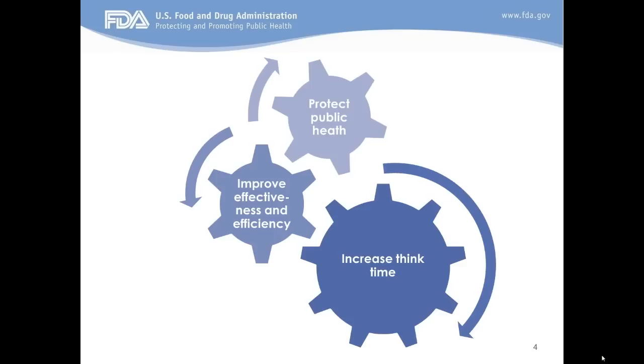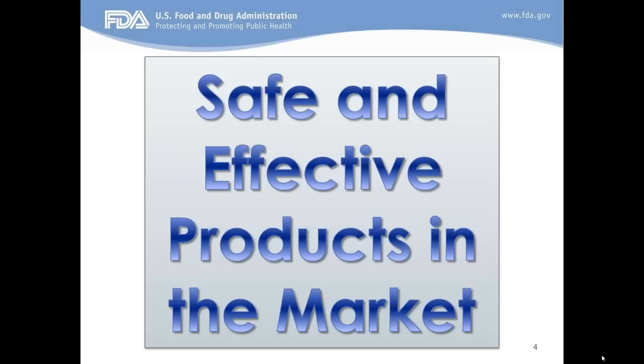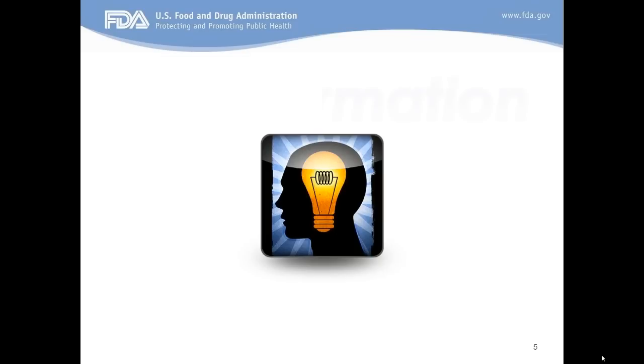At the end of the day, we want to protect public health. What we are trying to do in our office is find tools, services, and capabilities that would allow our reviewers to increase the thinking time that then leads to improvements in the way we determine effectiveness and safety. At the end of the day, we have products in the market that are safe and effective. So the ultimate aim is to protect public health. The mission for CDER is to have safe and effective products approved and in the market. That makes the mission of the OCS one of supporting CDER and continually improving the drug evaluation and review process.